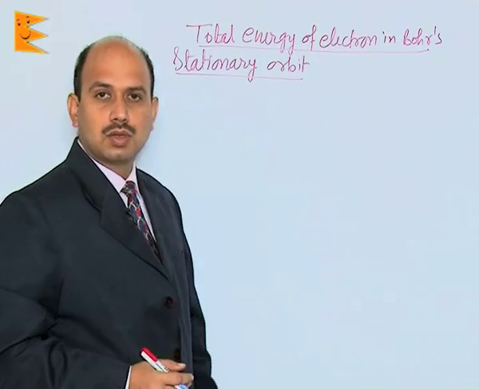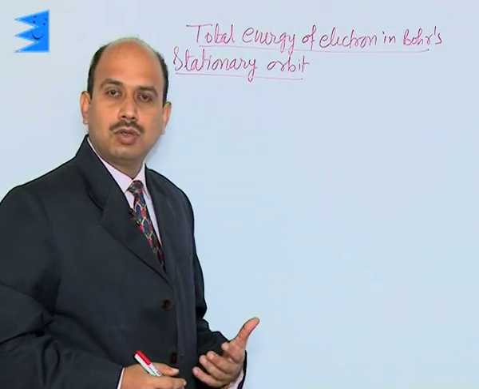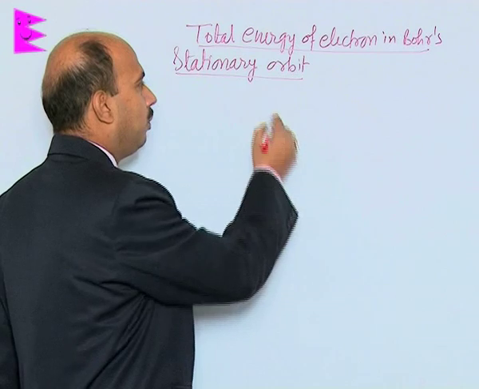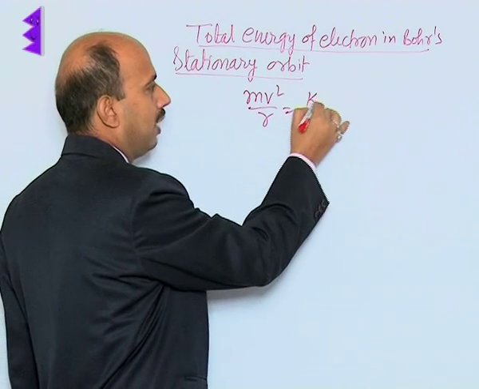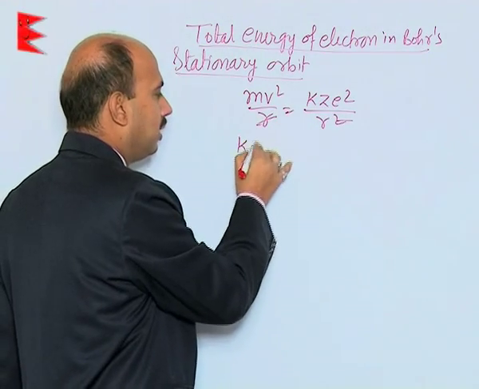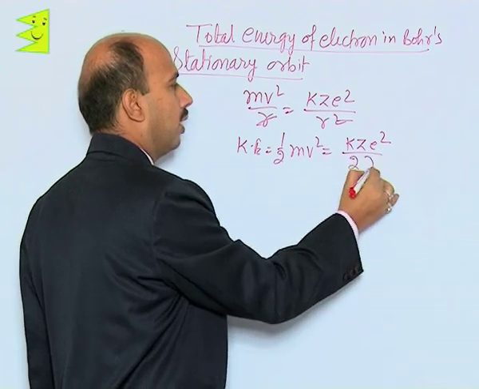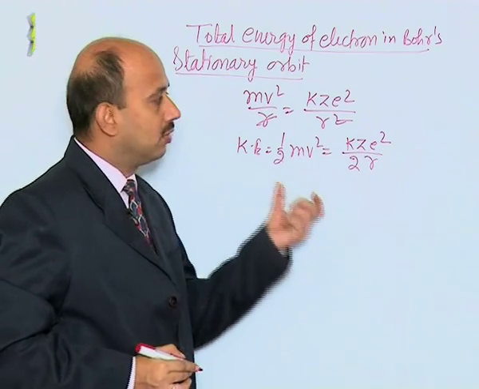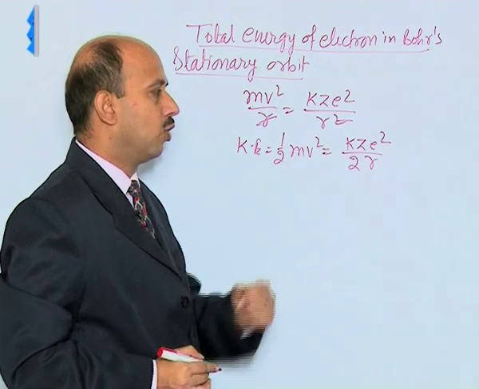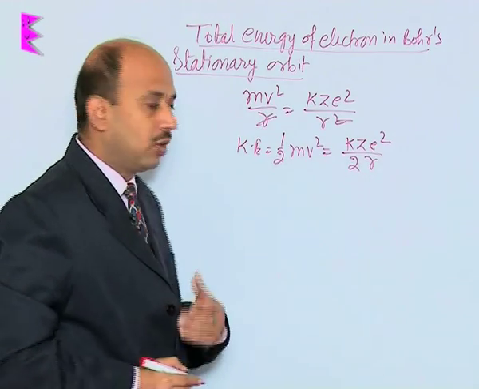Now see here total energy of electron in Bohr's stationary orbit. When electron revolves around the nucleus, it has got kinetic energy as well as electrostatic potential energy. So if the electron is revolving, we can write mv square upon r is equal to kze square divided by r square, this one cancels. So we can write kinetic energy is equal to half mv square is equal to kze square upon 2r. So this is the kinetic energy of the electron revolving around the nucleus at radius r, where m is the mass of electron, z is the atomic number and k is 1 upon 4 pi epsilon naught.